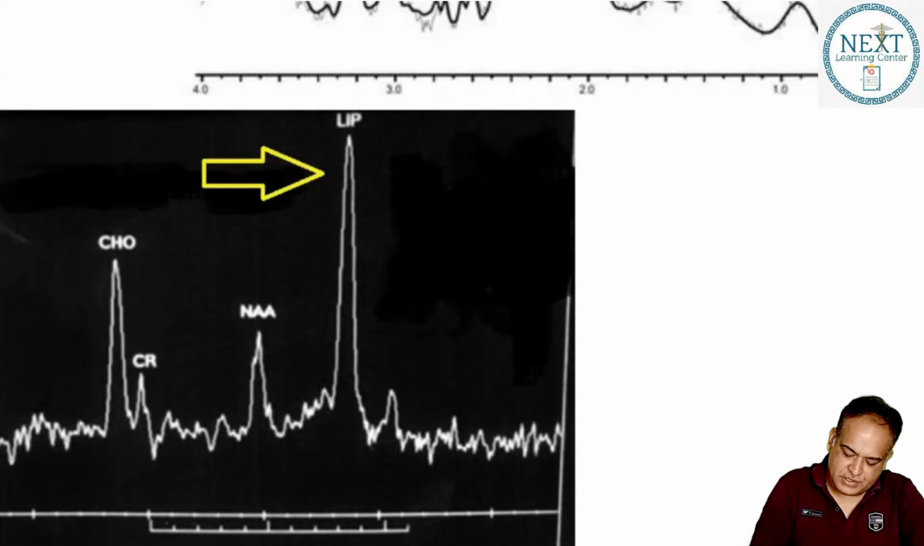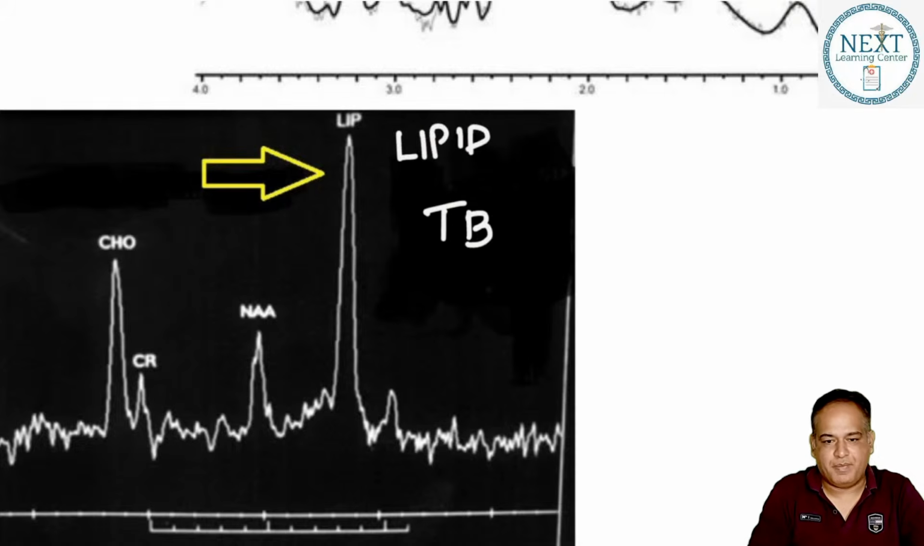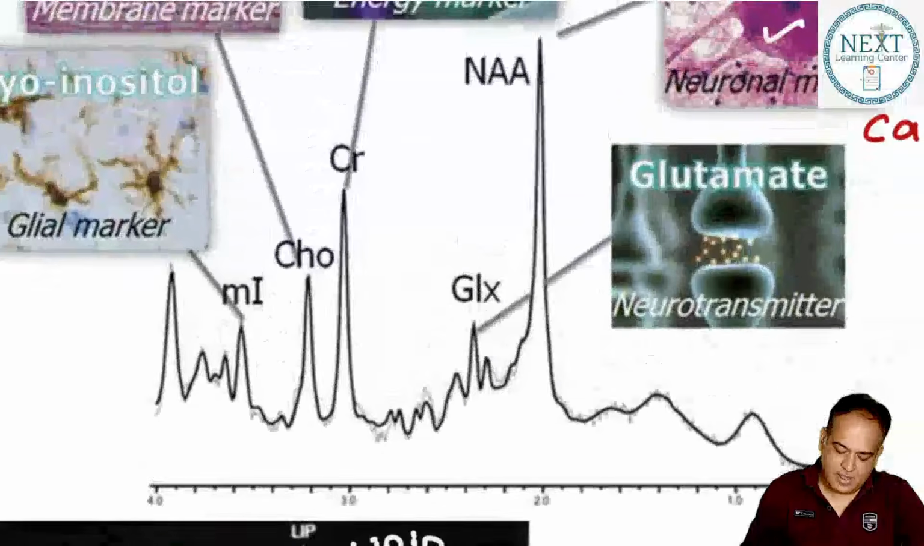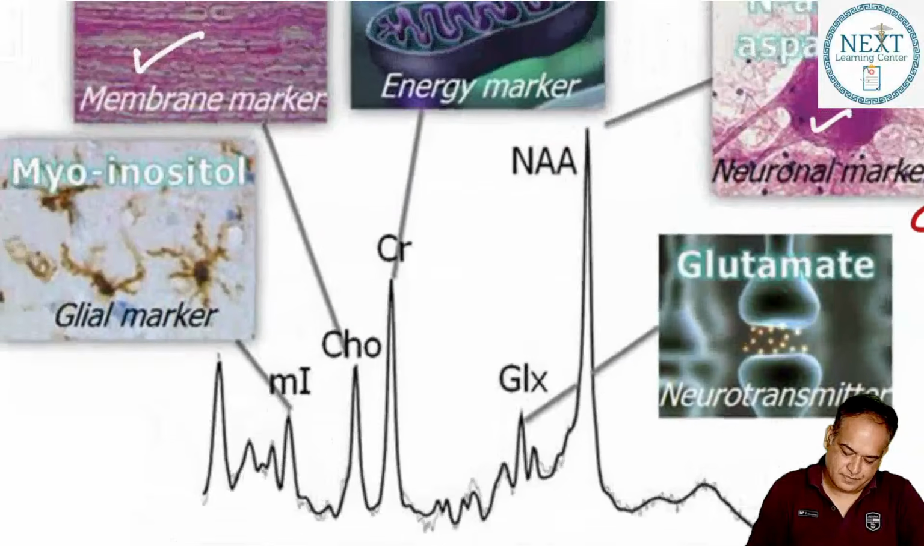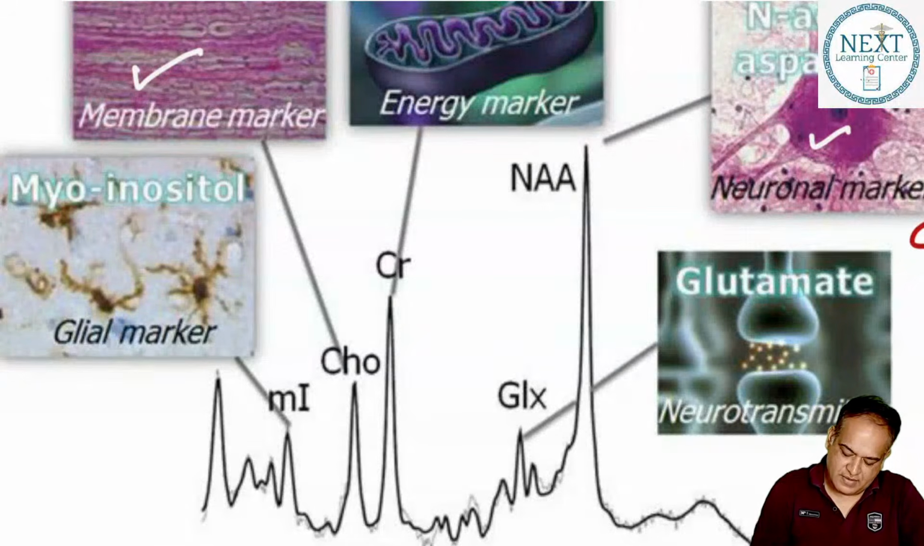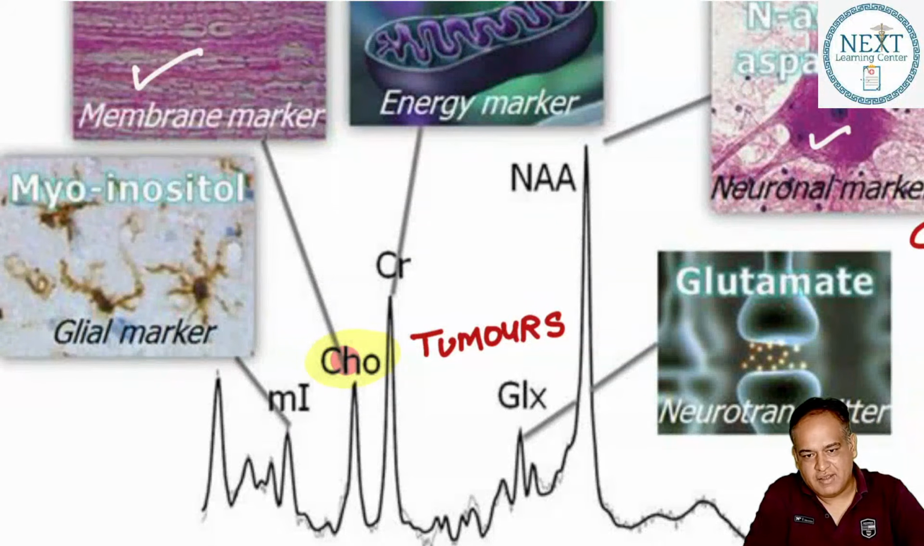Now, coming back, in tuberculosis, lipid peaks are seen. In case of tumor, choline peaks are seen. In case of tuberculosis, lipid peaks are seen.